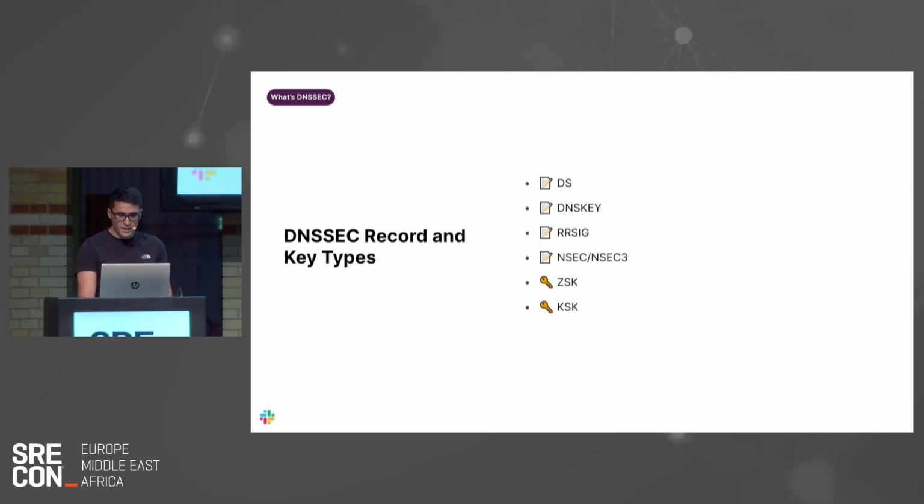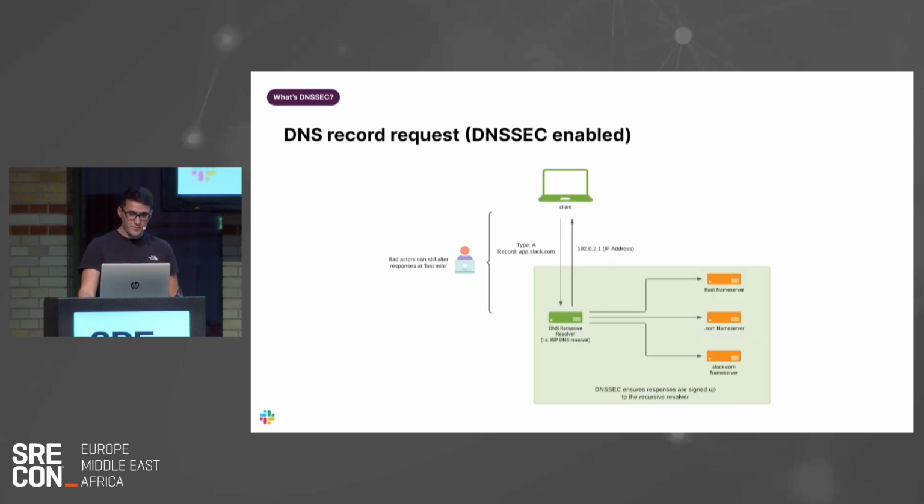So then in terms of keys, we have the zone signing key. This is the private portion of the key. It will digitally sign each record set in the zone, while the public portion, the DNS key, will verify the signature. Then the key signing key will sign the public key exclusively, that's the DNS key, and it will create an RRSIG record only for this DNS key.